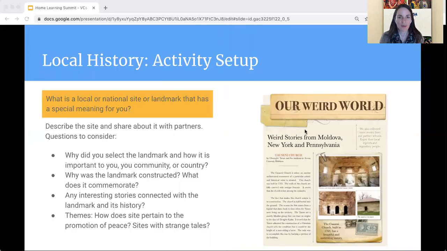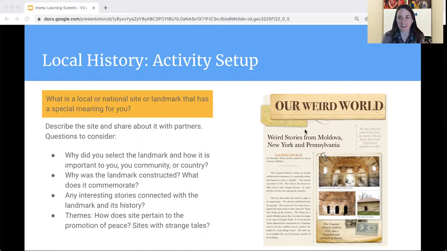So let's look at the preparation for this activity setup. The preparation is that you have your students think about a local or national site or landmark that has a special meaning for them. And they can do some research, pull some photos, and put some information together about that local site. Some questions to consider for this preparation before you connect with the class: for that student or group of students, why they selected the landmark, how it's important to them, their community, or their country.